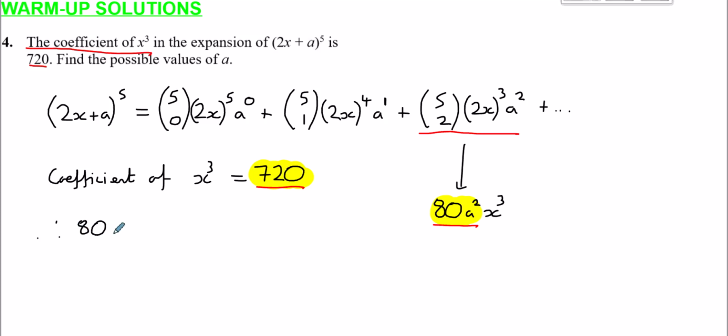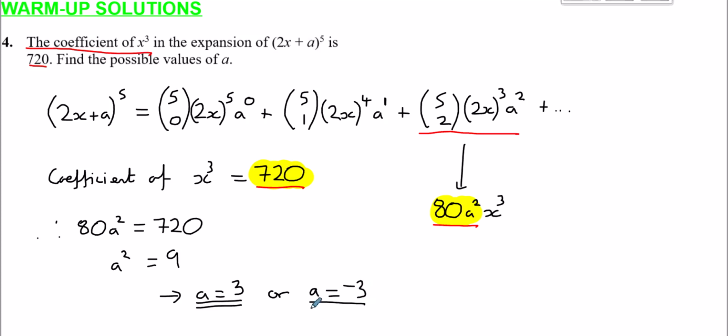So therefore, 80a squared equals 720. Divide through by 80. We see that a squared must therefore equal 9. Square root both sides. We see that a must be either 3 or maybe minus 3. So those are the two possible solutions, which concludes our warm-up.